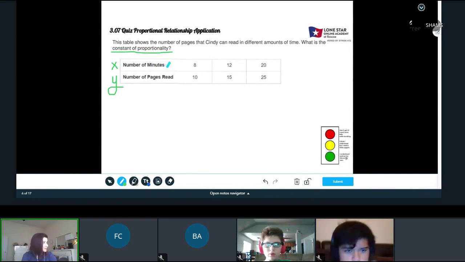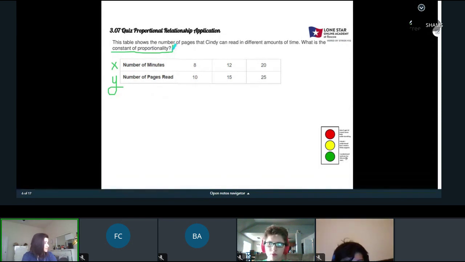X represents the number of minutes, Y represents the number of pages. The constant of proportionality is normally represented by the letter K. If you attended yesterday or so, that's what we talked about.